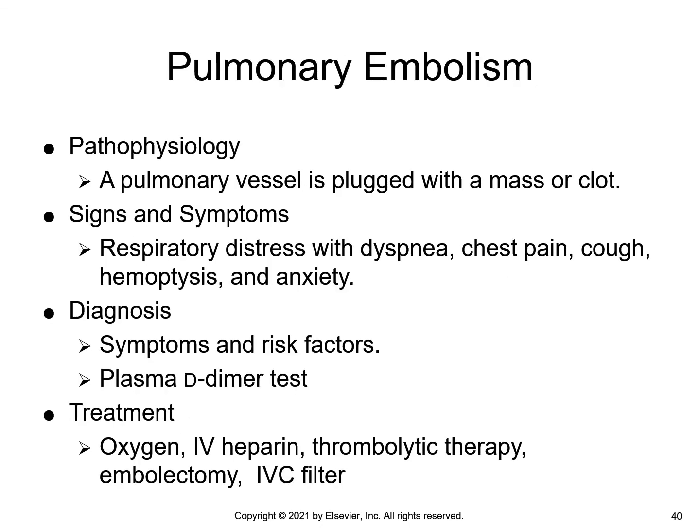Pulmonary embolism occurs when a pulmonary vessel is plugged with a mass or clot. Emboli can occur in solid, liquid, or gas forms, and they can occur from a fracture of a long bone, like a fat embolus, from amniotic fluid during childbirth, from air introduced through a central line, or from clots formed somewhere else in the body, like a DVT.